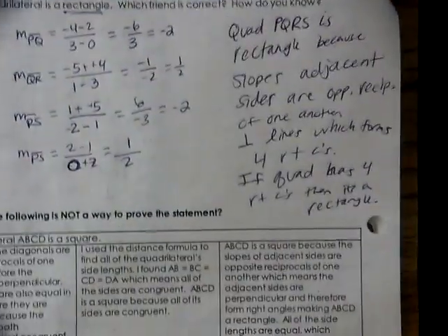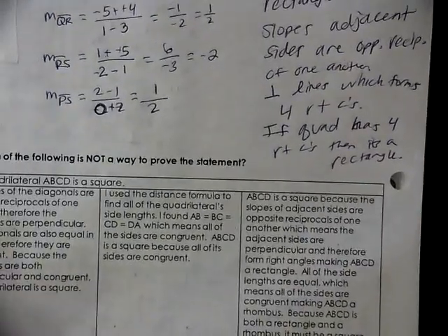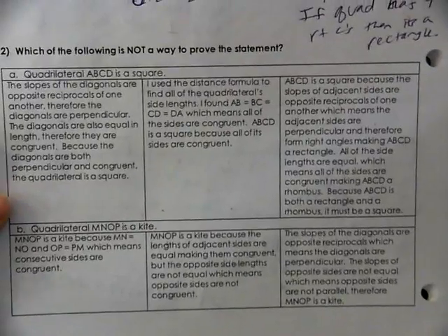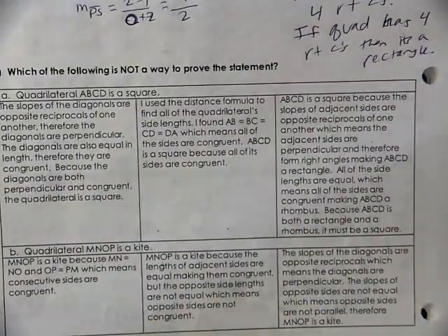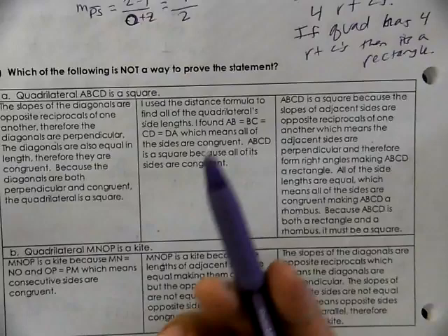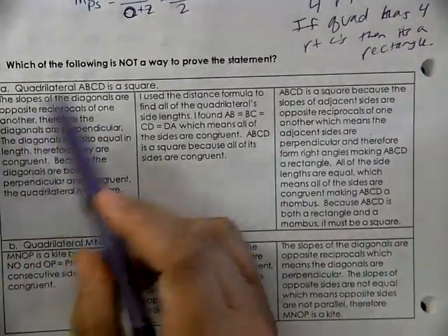Okay, and so that's it for this one, kind of similar. Now the next few are just starting to think about what you would do to show how you would actually figure out which shape it is. So when the first one says quadrilateral ABCD is a square, you would say which of the following you would not want to do because it won't give you enough information. So let's read through it and see what it would do.